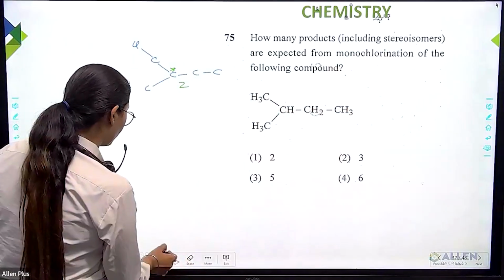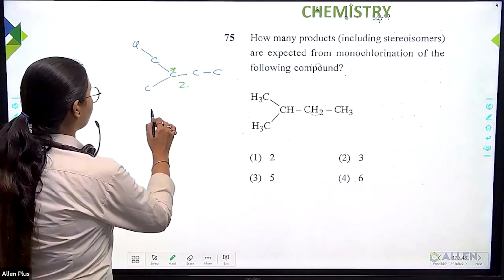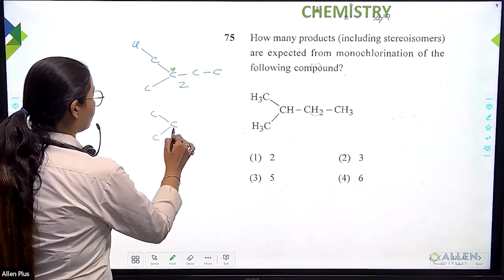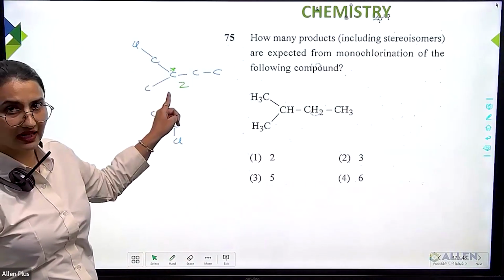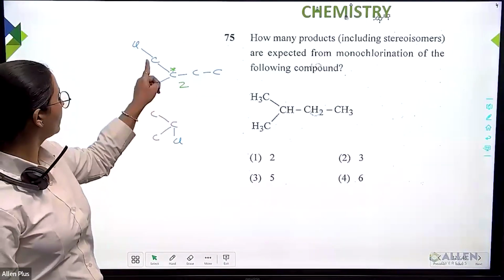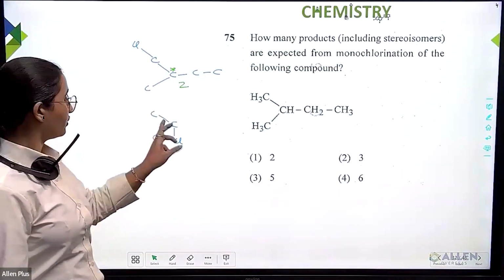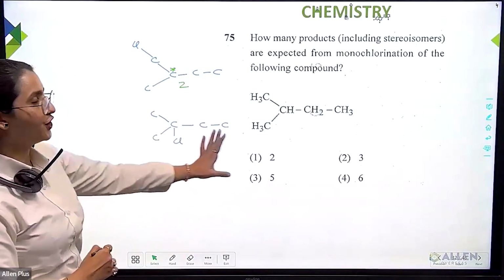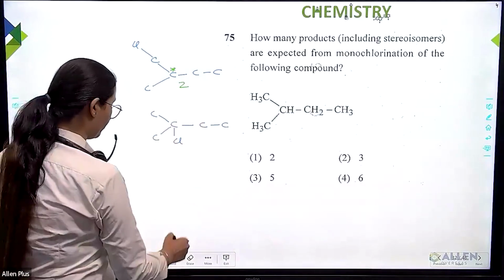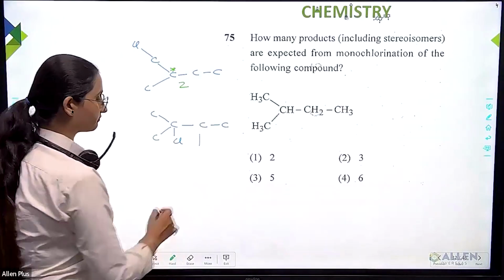Next. What is the next possibility, students? Cl can come here. Why not here? Because this and this are same, no? Alike. We'll get the same answer only if you put here or here. So if I put Cl here, do we have a chiral center? No. So one isomer for this.